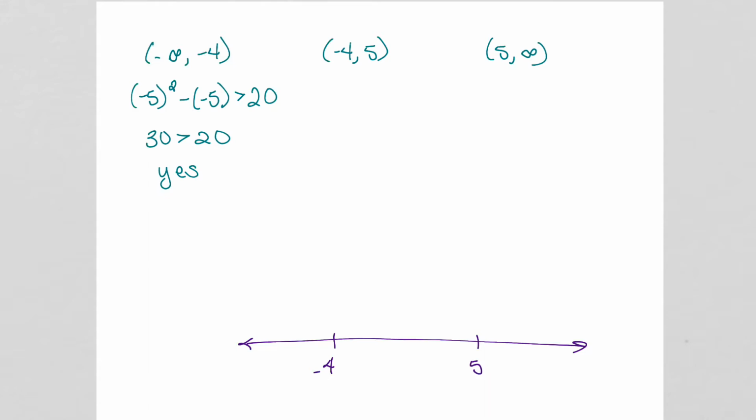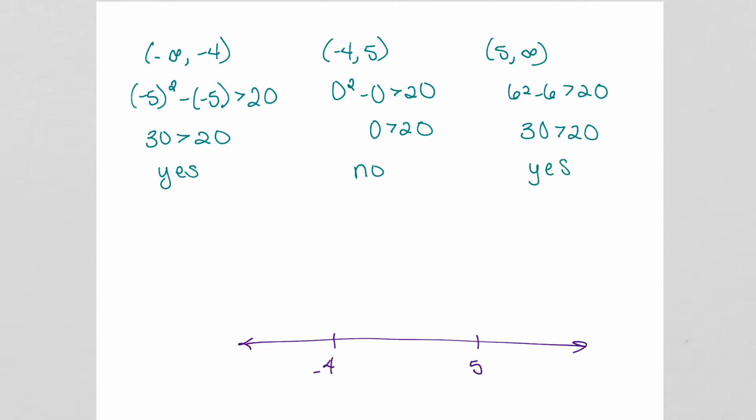The easiest one between negative 4 and 5 is 0. Is 0 greater than 20? No. And last, greater than 5, I just use 6. So that's 36 minus 6 is 30. And is 30 greater than 20? Yes. Okay? So we are less than negative 4 and greater than 5.